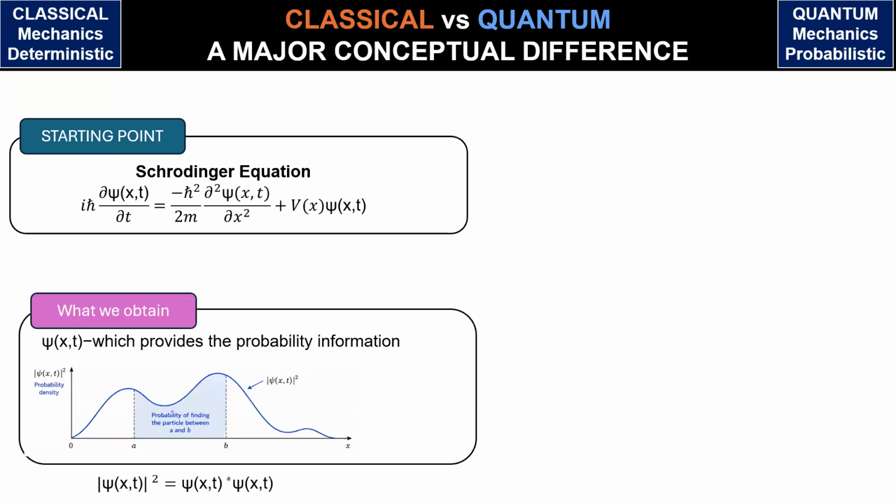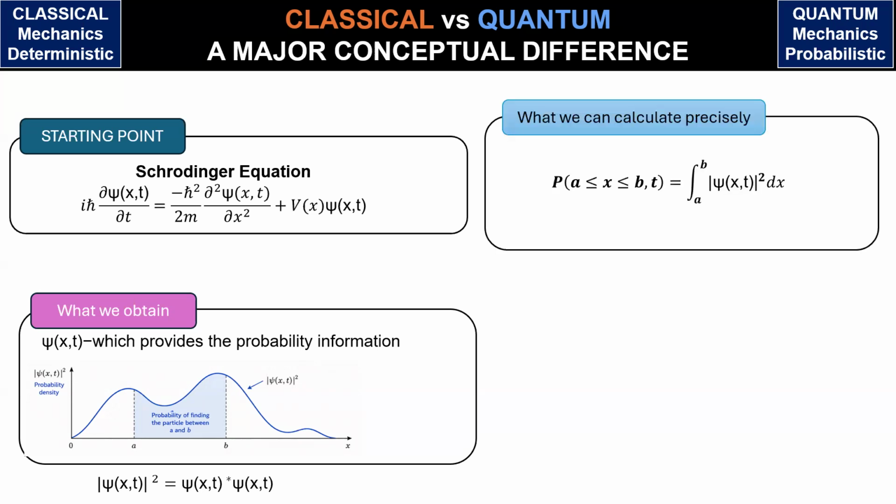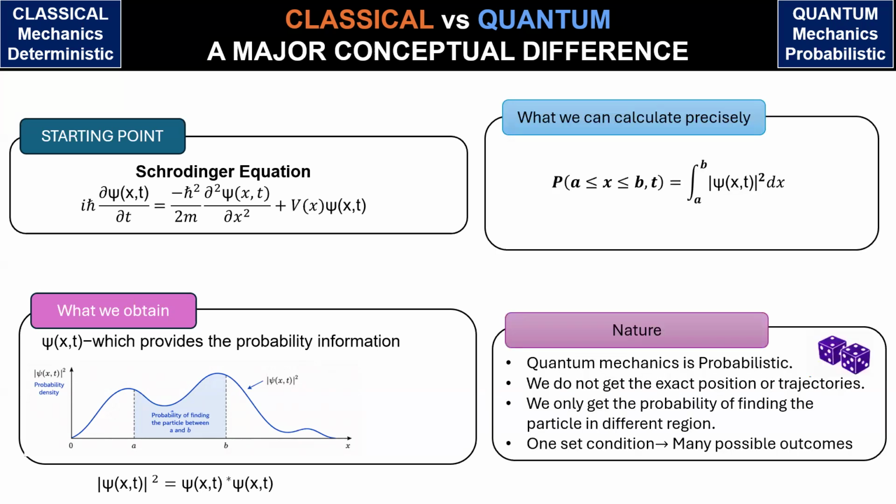So here you can see what we can obtain in quantum mechanics, which I have already described in the previous slide, where we can calculate the probability of finding an electron between point A and point B using the probability density. And then, what is the nature of this system basically? In quantum mechanics, we see this is very probabilistic in nature.